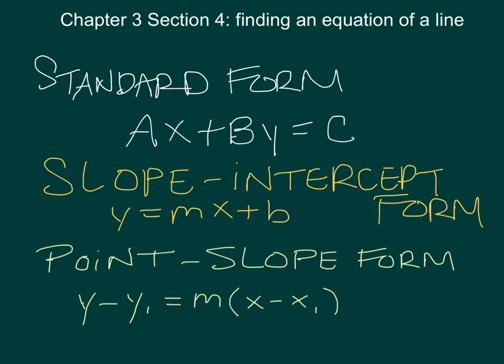The reason that we have these three different forms is that in any given situation, it might be easiest to understand a line like this. Perhaps, given different information, this is the easiest way to understand the equation of a line. In a different situation, perhaps this would be the easiest way. So let's be clear. Each of these represents the exact same thing. They're just three different ways of expressing the same idea.